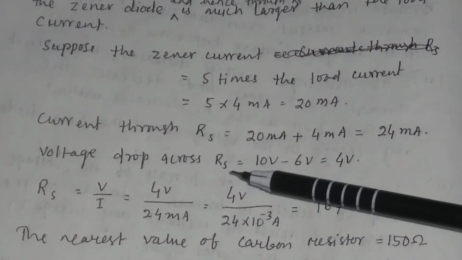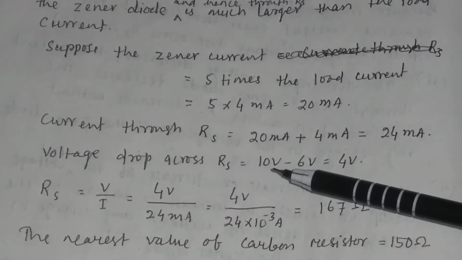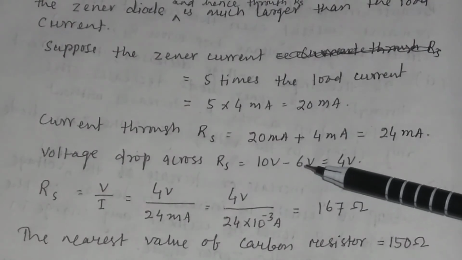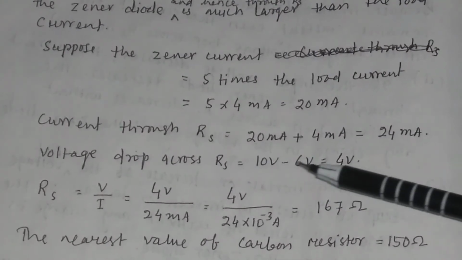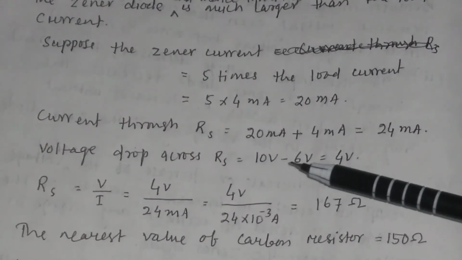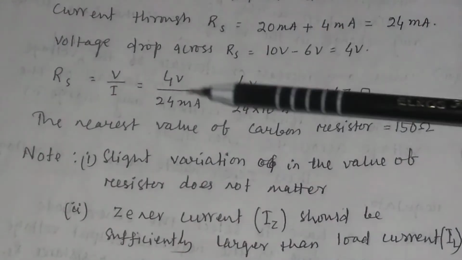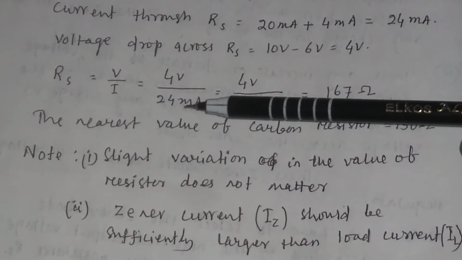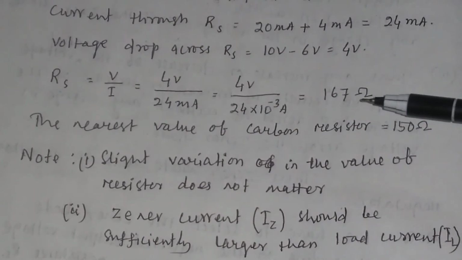And what is the voltage drop across the series resistor? The supplied voltage is 10 volt, minus the output voltage, which is 6 volt. So 10 volt minus 6 volt is equal to 4 volt. So the series resistance RS will be equal to V divided by I, 4 volt divided by 24 milliampere. So it will be around 167 ohm.